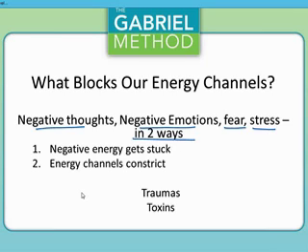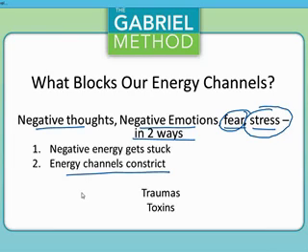So negative, fearful thoughts are an energy that gets stuck in your energy channels and cause energy blockages. Also, when you're in a state of fear and stress, your energy channels constrict. It's a protection mechanism. It's like your body doesn't want to let in the energy. If you're around someone, for example, that's really hostile toward you and screaming at you, you're going to constrict your energy channels because you're not going to want to let that energy in.